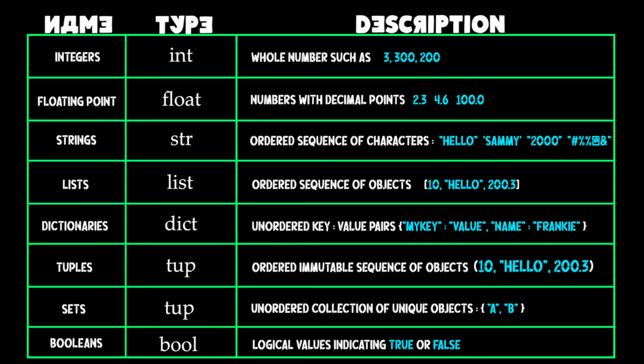Right in front of you, you can see a table in which the first column is name, the second is type, and the third is description. The description is just the explanation for each data structure, and in the type column, we have the name by which Python recognizes this specific data structure.